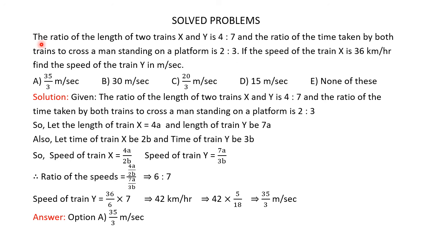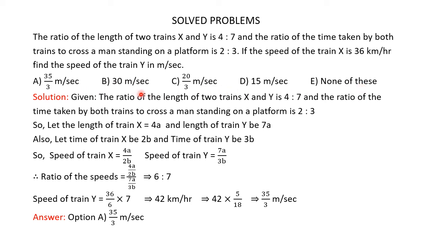The ratio of the length of two trains x and y is 4 is to 7, and the ratio of the time taken by both the trains to cross a man standing on a platform is 2 is to 3. If the speed of the train x is 36 kilometers per hour, find the speed of the train y in meters per second. Here you are given 5 options and you have to find out which of these options is the correct one.